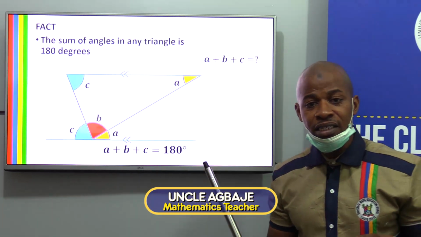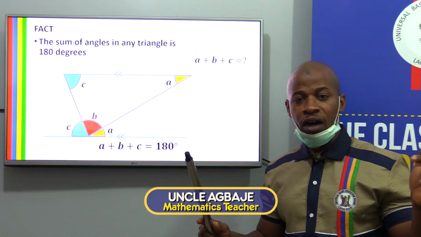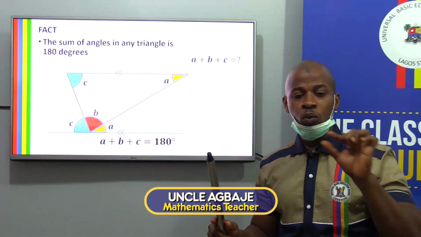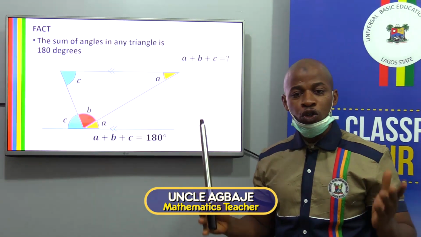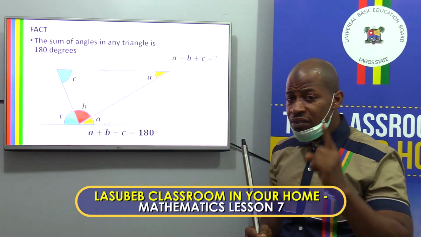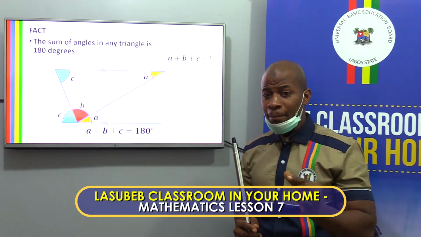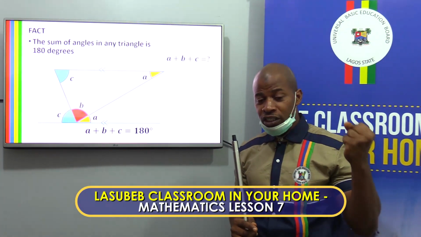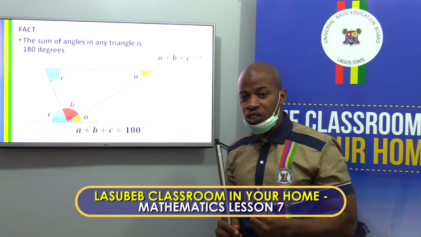So what this is saying is that any triangle that you have, all the angles inside will always give you 180 degrees by the time you add them together. Now this is a very, very important mathematical point. I want you to hold it in your left hand as we go on this journey.